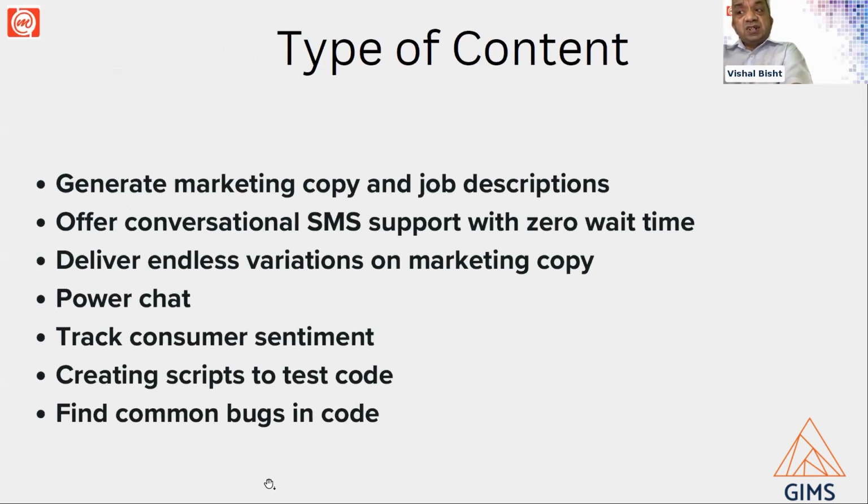These are the types of content we are generating through generative AI tools. Obviously, we are generating marketing copy and job descriptions. Companies are using these tools mainly for marketing purposes, job descriptions, SMS campaigns, and digital campaigning and marketing work. Companies are also using them for research work, and for chatbots. You can use a chatbot for customer support and for training purposes. You can use it for e-commerce sales activities, and you can also track consumer sentiments. These are the types of content we can generate through generative AI.